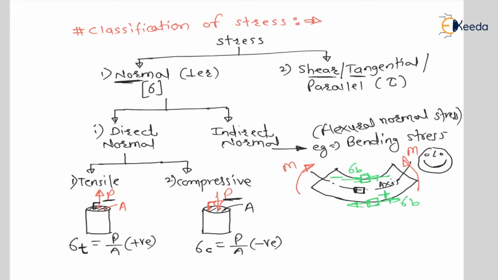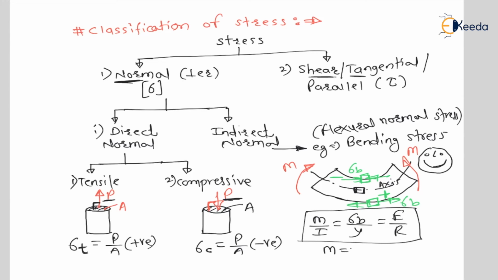Now, for this flexural or bending action, what is the bending equation? M by I is equal to sigma B by Y is equal to E by R. This is the bending equation. This you have studied in strength of material. Here M is applied bending moment or design bending moment. I is area moment of inertia. Sigma B is bending stress induced in the component. Y is distance from the neutral axis, E is Young's modulus, and R is radius of curvature. This you already saw in strength of material.